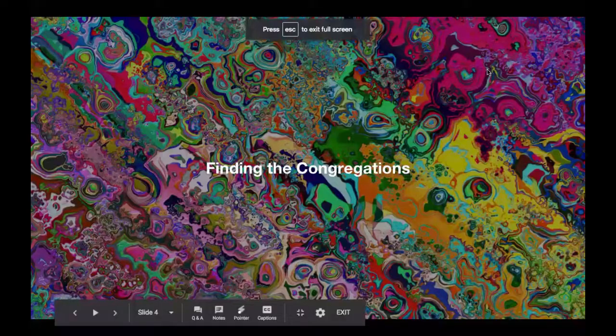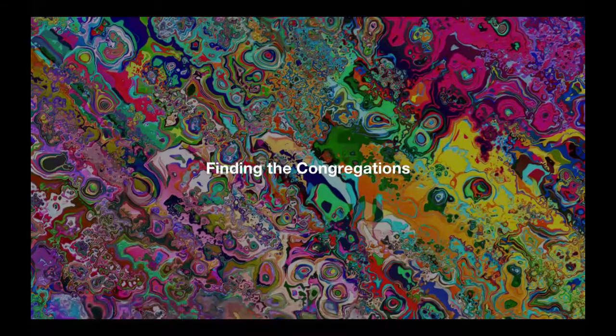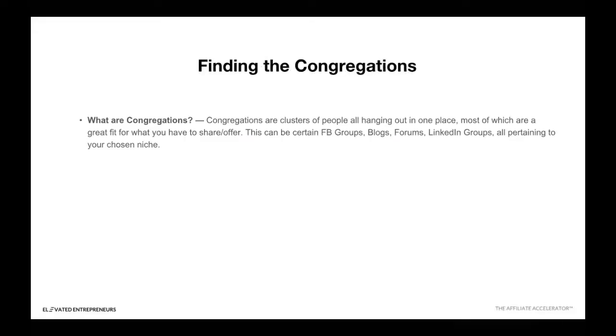All right, so the first thing we're going to cover is finding the congregations. This is huge because it's going to allow you to know where to look to find people who have the problems that your lead magnet is solving. So what are congregations? They're clusters of people all hanging out in one spot, most of whom are a great fit for what you have to share or offer.